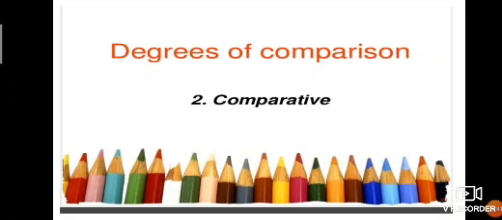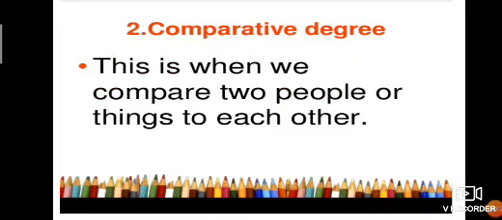Degree of comparison. The second one is comparative degree. The first one is positive, the second one is comparative. Repeat it with me: comparative. Comparative degree is when we compare two people or things to each other. So the name comparative describes everything. Yes or no? Comparing two people or things.